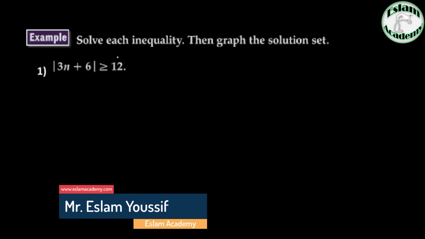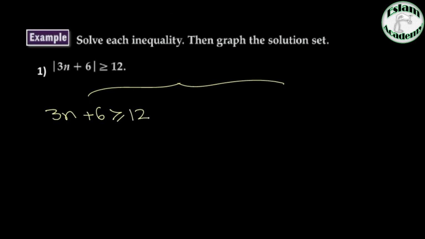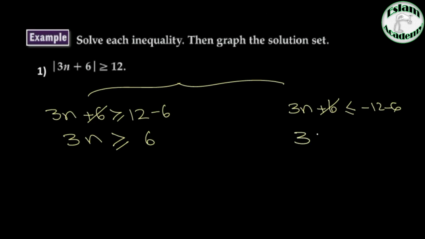In this problem, we need to solve each inequality, then graph the solution. For the first one, we have the absolute value of 3n plus 6 more than or equal to 12. In the same way, we have 3n plus 6 is more than or equal to 12, and 3n plus 6 is less than or equal to negative 12. By subtracting 6, 3n is more than or equal to 6, and 3n is less than or equal to negative 18.